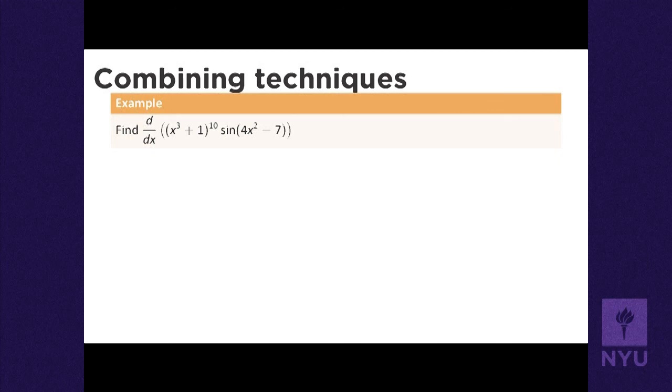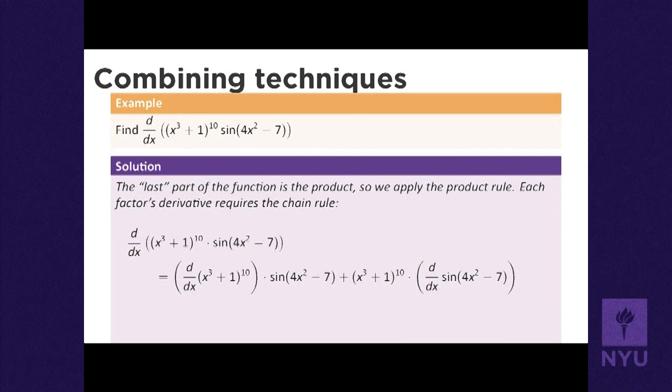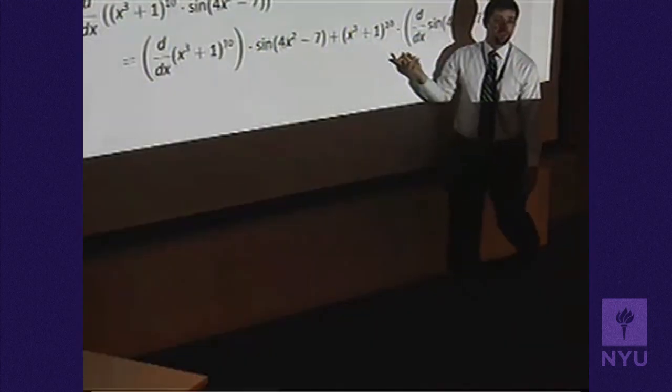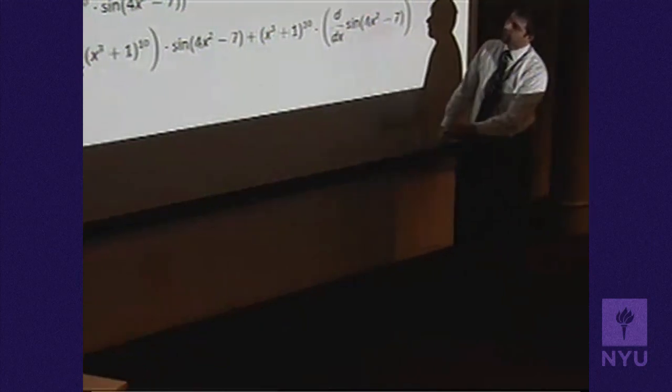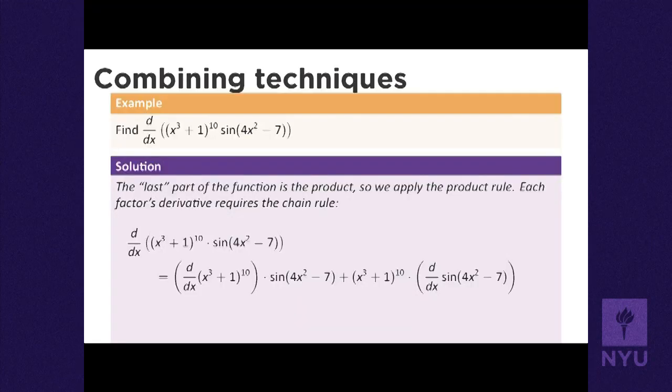So when we differentiate, the first thing we're going to apply is the product rule. So what we will want is the derivative of that first factor, x cubed plus 1 to the 10th power, times the second factor left alone, plus the first factor left alone, times the derivative of the second factor. Notice that each of the two factors' derivatives is going to require some more complicated technique of differentiation.